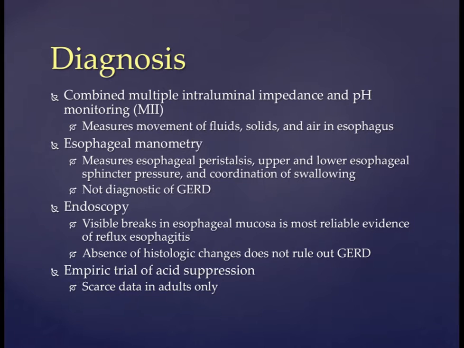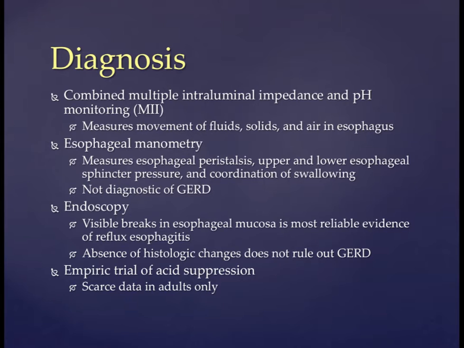We can also do a combined multiple intraluminal impedance and pH monitoring, and that basically just measures the movement of fluid, solids, and air into the esophagus as well as the pH. So it gives a more overall, better picture about what's actually going on in the stomach and esophagus and what's causing the changes in the pH.